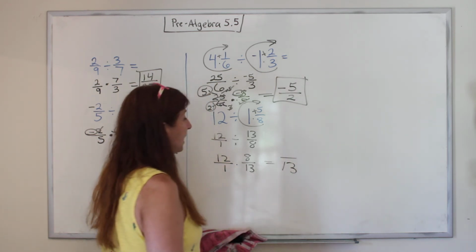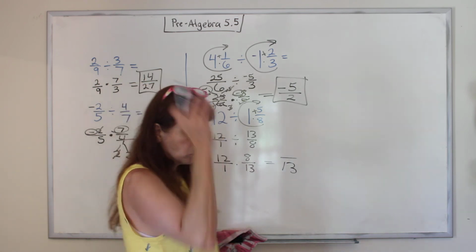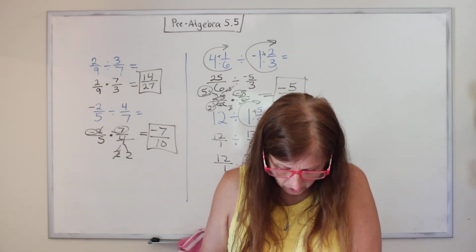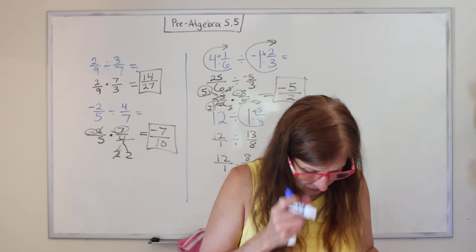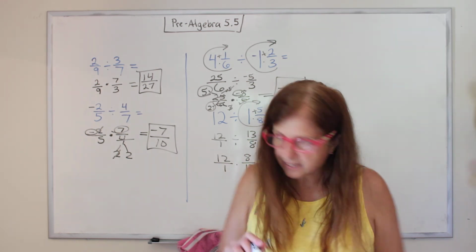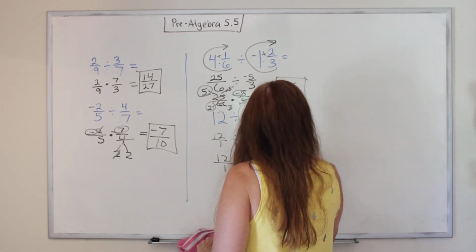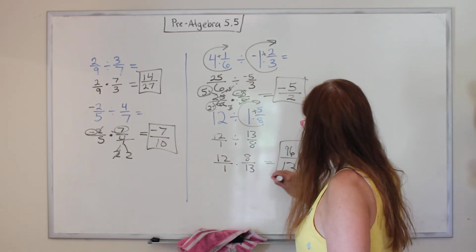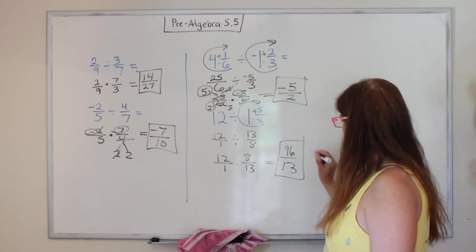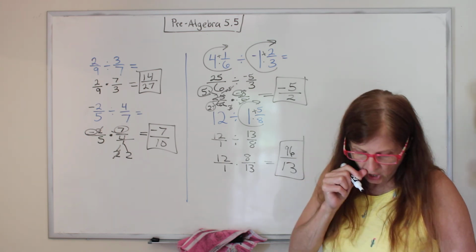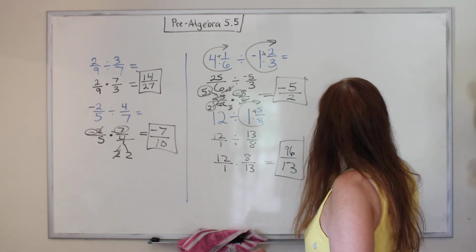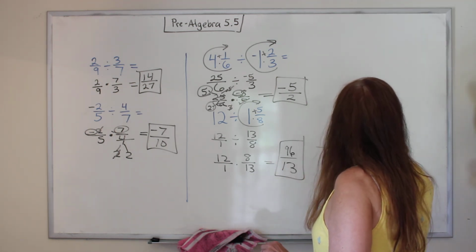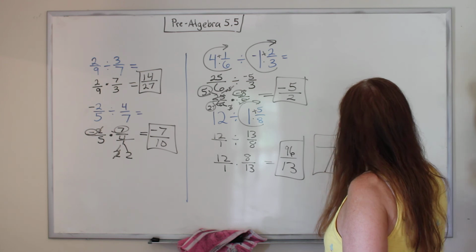What is 12 times 8? Let me make sure. I'm going to cheat and look in the book. 96. And that would be the answer in my book. Your book would turn it into a mixed number, which you do 13 goes into 96 7 times with 5 left over. So that's how your book would put the answer.